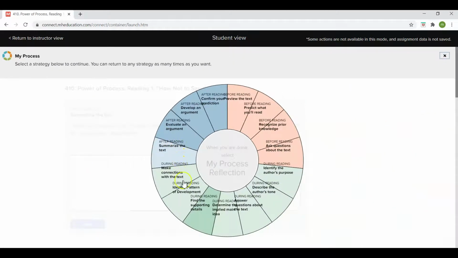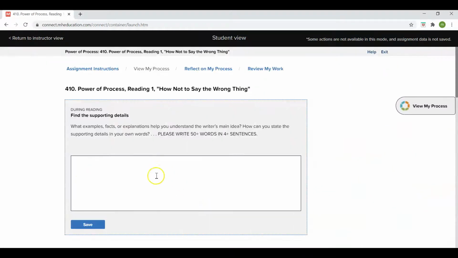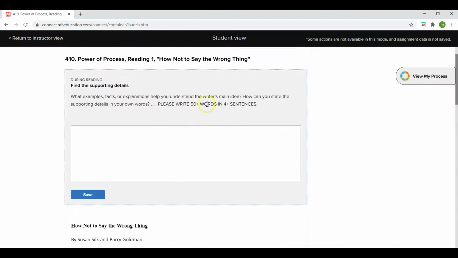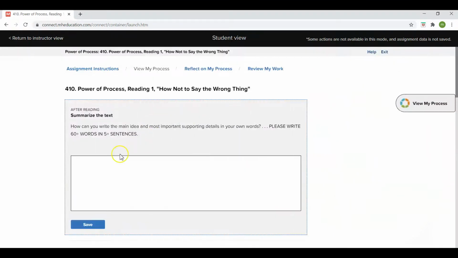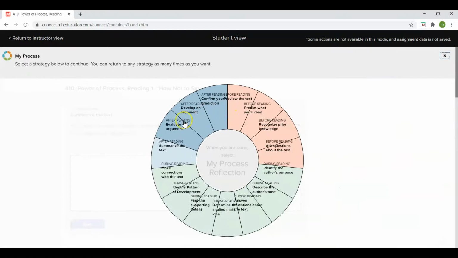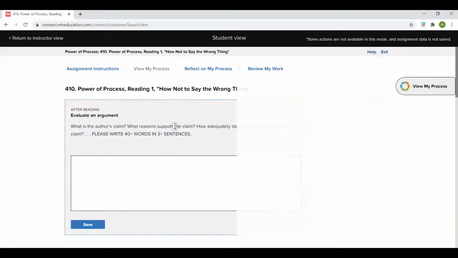Then go back to the one where you have the supporting details that you picked out, because that was 50 or more words and 4 or more sentences. Copy those, and then paste them into the summary. Because what is a summary? The main idea and the most important supporting details. So that one, although it is the longest one, is actually pretty easy because you've already done the work. You're just putting it together.